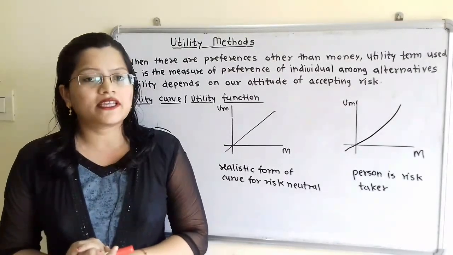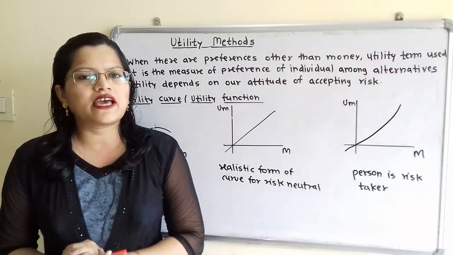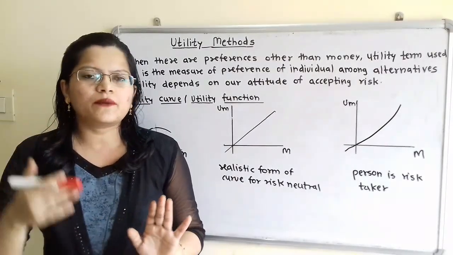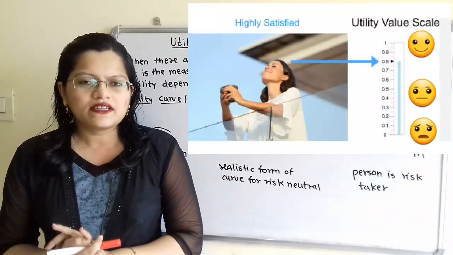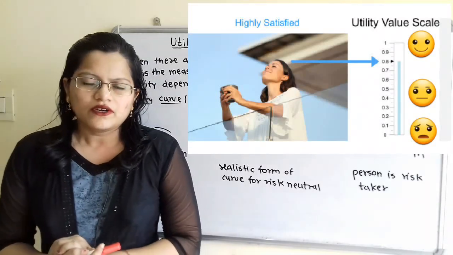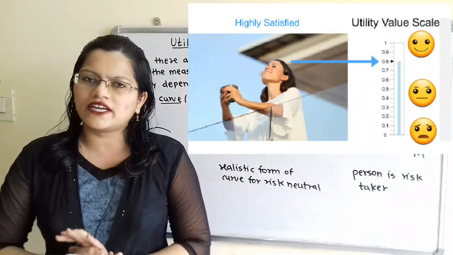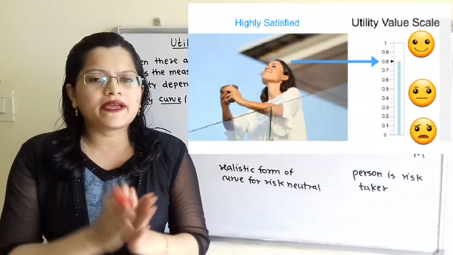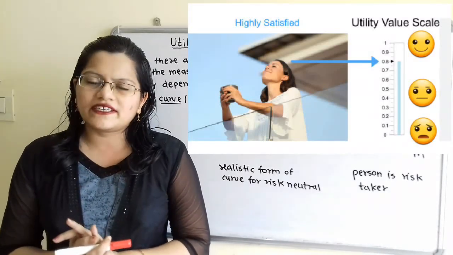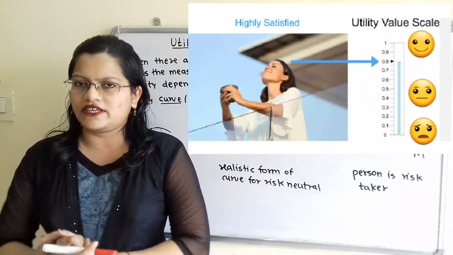Let us understand the concept of utility. When there are preferences other than money, then the utility term is used. Now suppose we have a number of alternatives. Then how to select the preferences for these alternatives? Then we have to assign some utility value to all these alternatives, and the utility means the measure of preference. Then according to that utility value, we have to select the preferences for these alternatives.